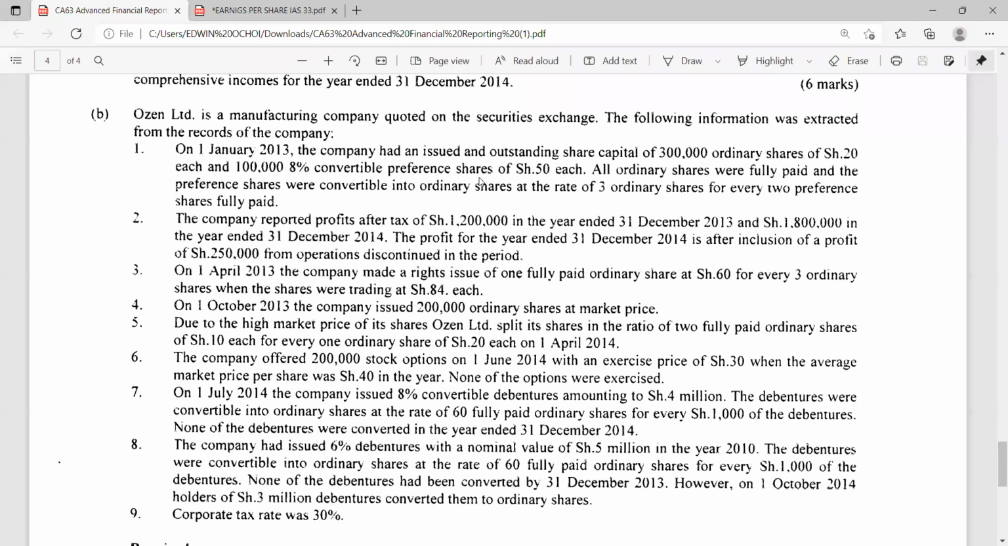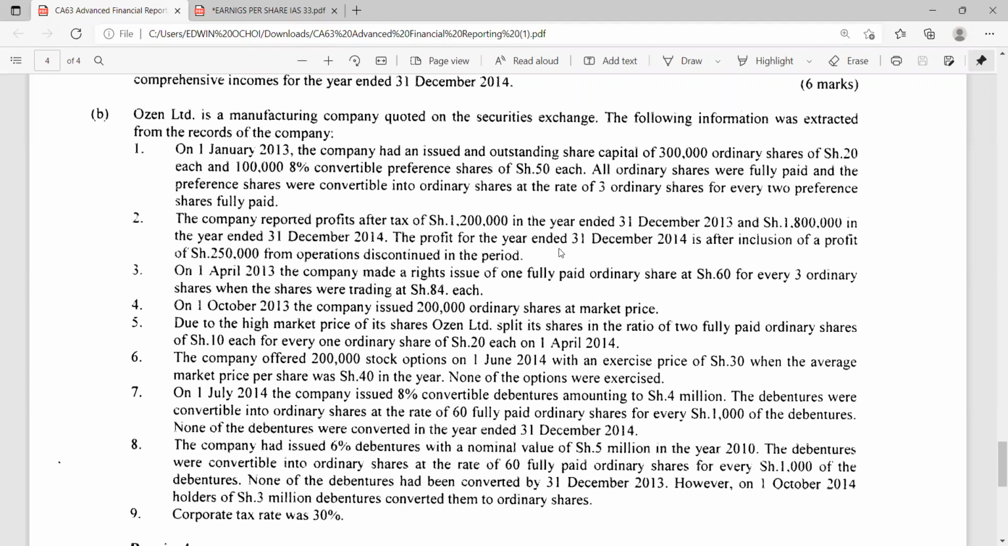100,000 8% convertible preference shares of shillings 50 each. All ordinary shares were fully paid, and the preference shares were convertible into ordinary shares at the rate of 3 ordinary shares for every 2 preference shares fully paid. Number 2, the company reported profit after tax of 1.2 in the year ended 31st December 2013 and 1.8 in the year ended 31st December 2014.